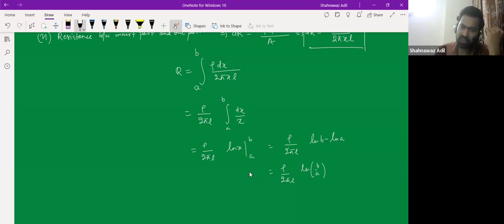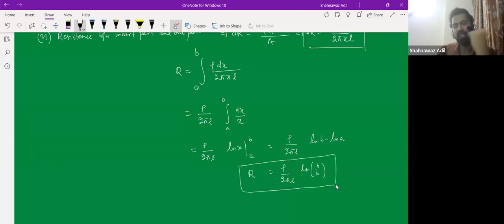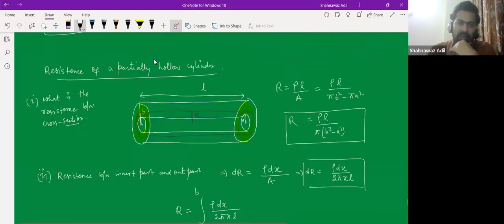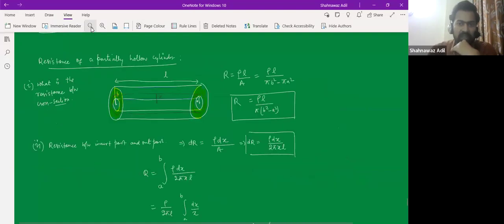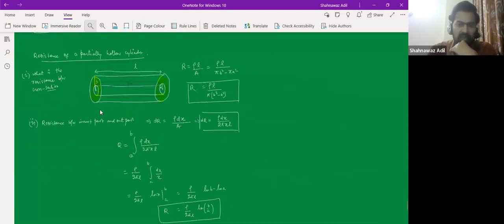So this is the resistance between the inner part and the outer part. Is it clear, guys? Yes. Okay, so quickly note down this part, and then we will talk about another question which has been asked in the JEE. We'll understand that one, and then we will talk about the other part, which is temperature dependence.